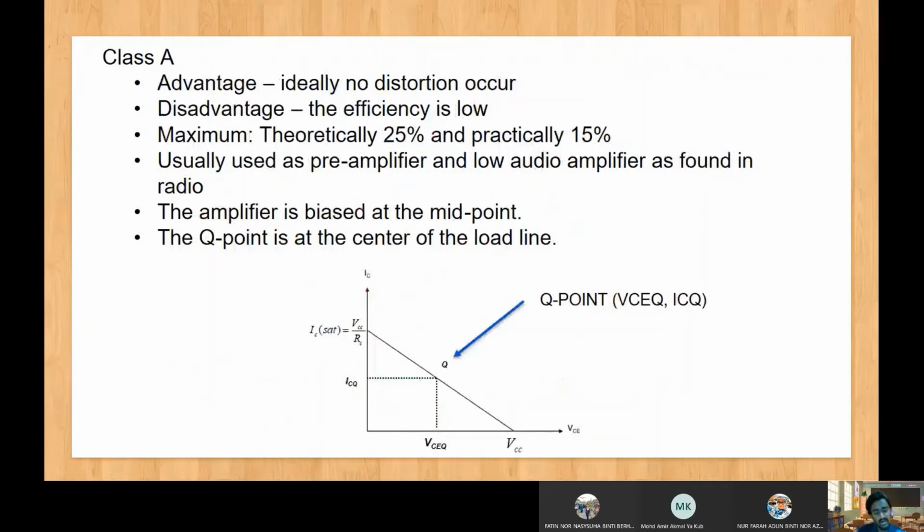Next, the advantage of class A amplifier is that ideally there will be no distortion, but the disadvantage is that the efficiency is low. For the maximum efficiency, it can go up to 25% theoretically, and practically up to 15%. Usually it is used as a pre-amplifier and low audio amplifier as found in radio. The amplifier is biased at the midpoint and the Q point is located at the center of the load line, as shown in the figure below.